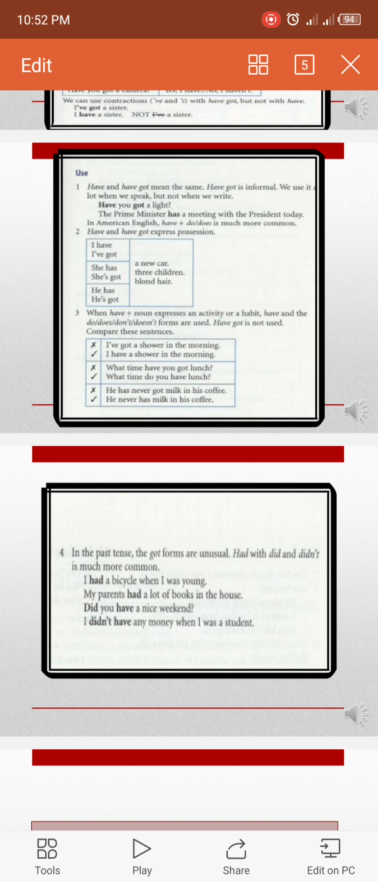Number 3. When have plus noun expresses an activity or a habit, have and the do, does, don't, doesn't forms are used. Have got is not used. We will compare these sentences. The first one, "I've got a shower in the morning." This sentence is wrong, but the correct sentence is "I have a shower in the morning."